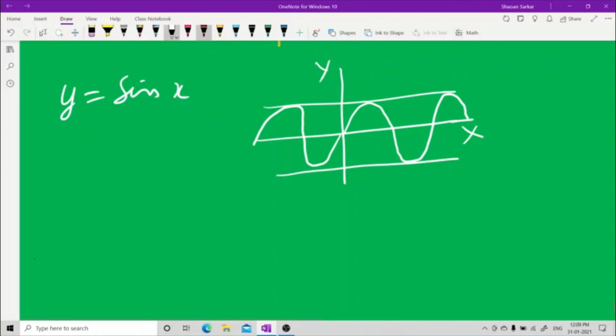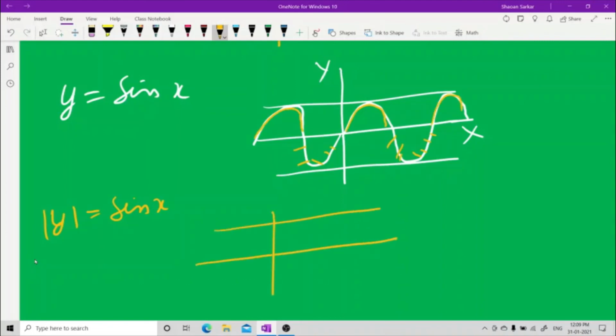If I write mod y equal to sine x, you will have to remove this portion below the x-axis. And you will take the image of this portion about the x-axis. Image about, that means it will become like this. See, this is your line y equal to minus 1 and y equal to plus 1, x-axis, and this is your y-axis.